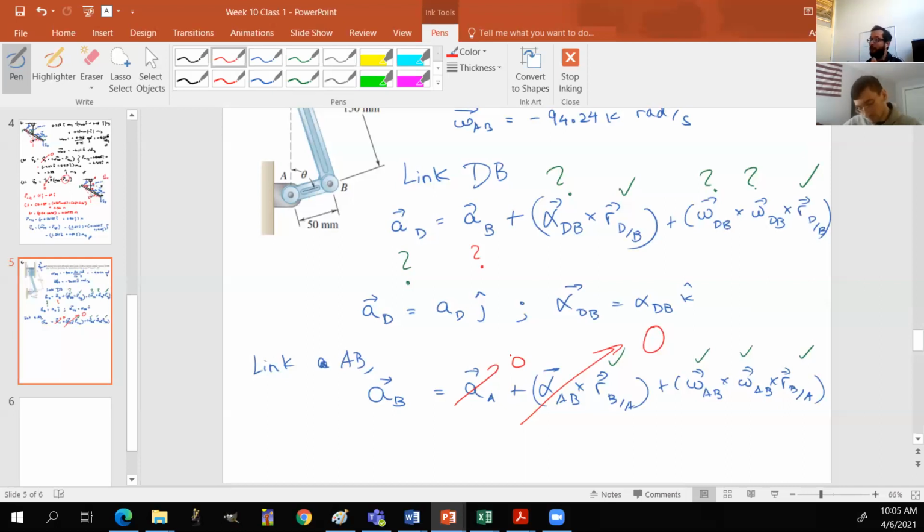All right, so let's do some counting. I've got 4 expressions, and I've got one omega DB, another one alpha DB, another one AD, and I've got 2 unknowns here for AB, right? That gives me 2 plus 1, 3 plus 1, 4 plus 1, 5. I'm still an equation short.